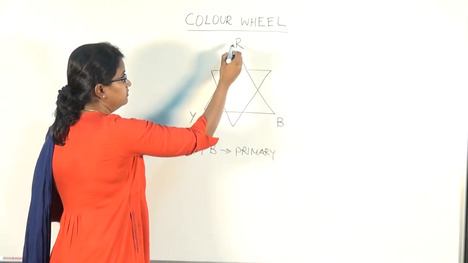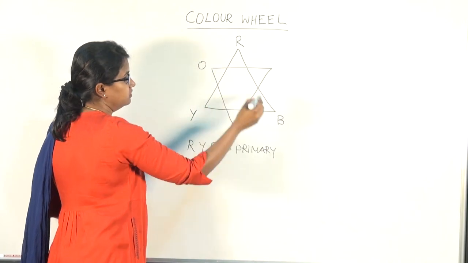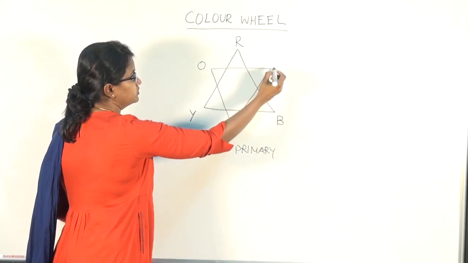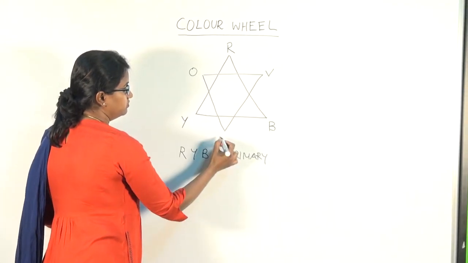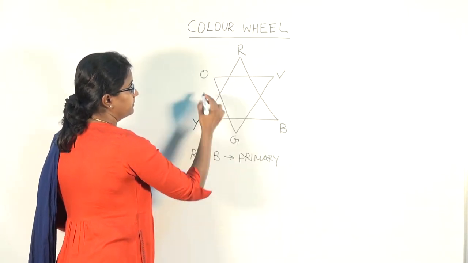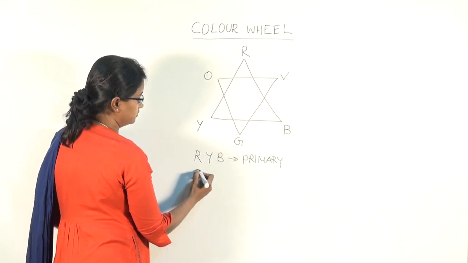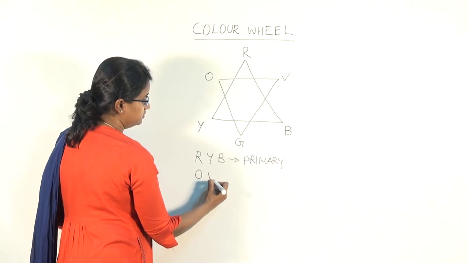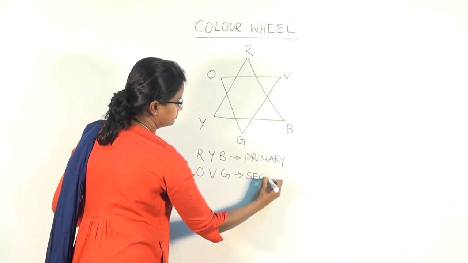Now, red and yellow mixed together gives orange. Red and blue mixed together gives violet. Blue and yellow mixed together gives green. Now, these three are the secondary colors. Orange, violet, and green. Secondary colors.